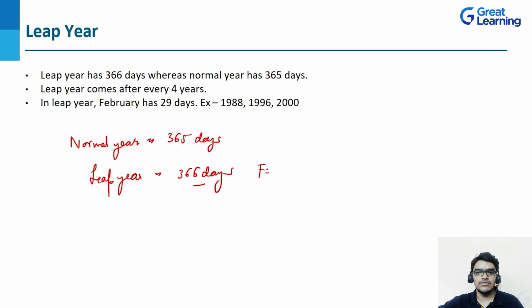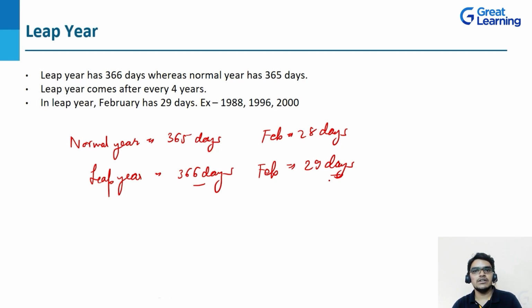So what will happen here? In February, we are having 28 days in a normal year. But here in leap year, we will be having 29 days. And also leap year comes after every 4 years. So leap year has 366 days, whereas normal year has 365 days. And we have already discussed that February is having 29 days in leap year. So these are the examples. You can see 1988, 1996, 2000. These are the leap years.